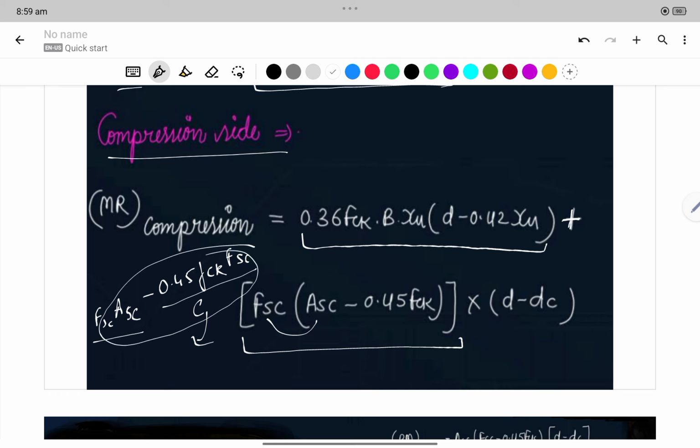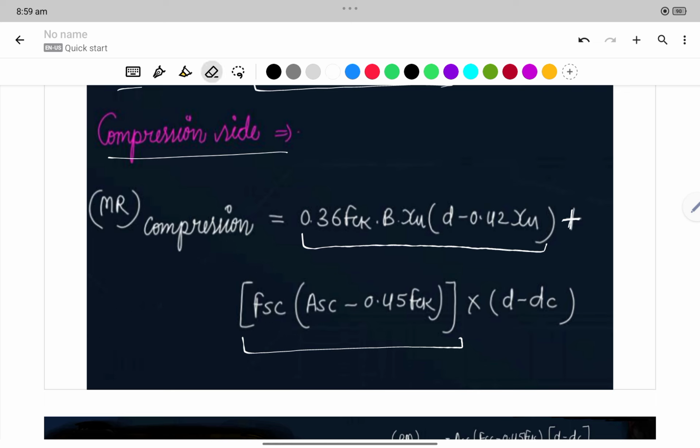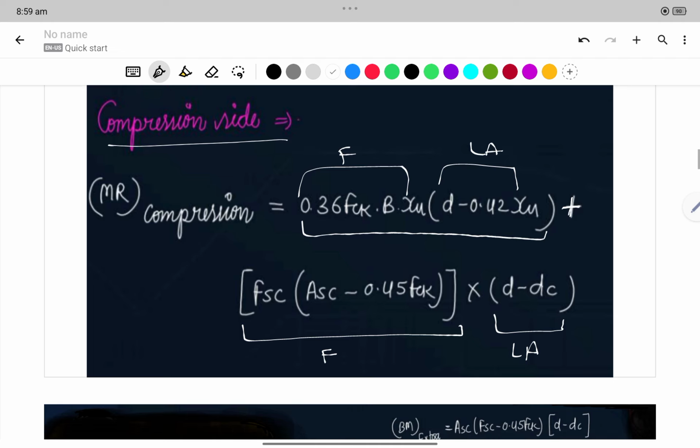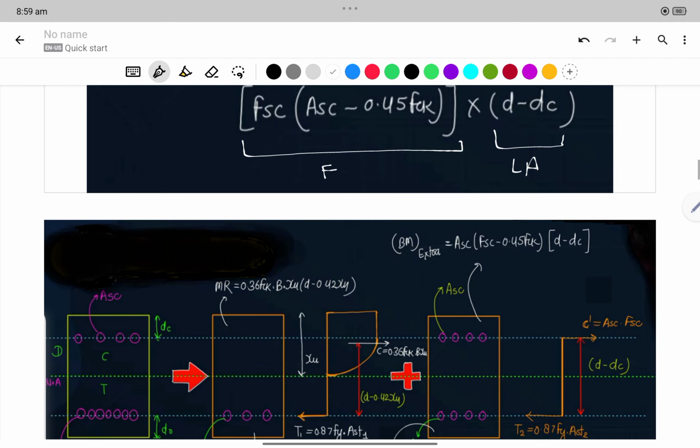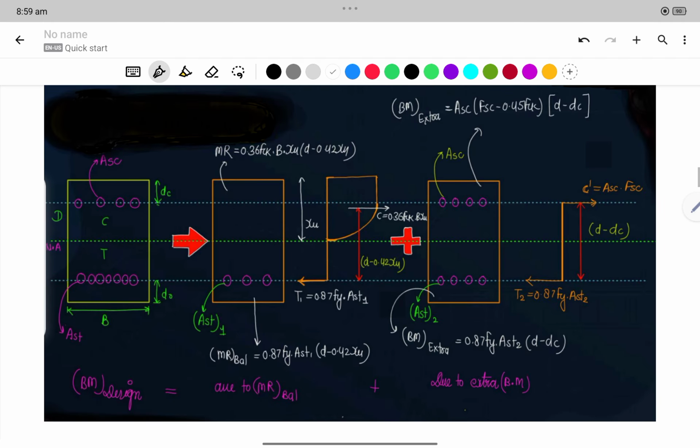So FSC ASC minus 0.45 FCK ASC into the lever arm. This one is the force and this one is the lever arm. So this is the moment of resistance in the compression zone. There is another image in detail, you can get it from here.